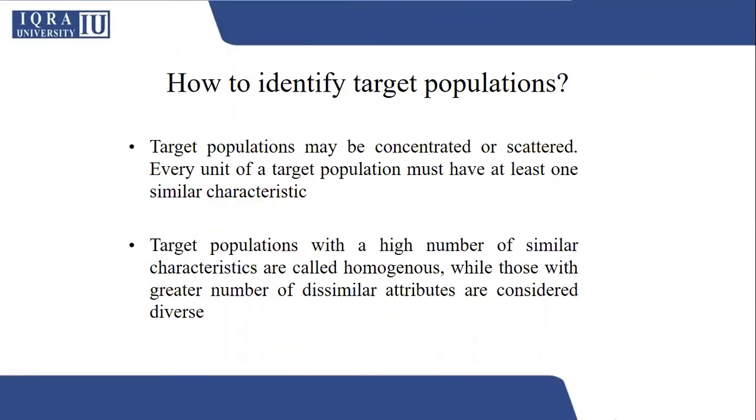How to identify target populations? Target populations may be concentrated or scattered. Every unit of a target population must have at least one similar characteristic. Target populations with a high number of similar characteristics are called homogeneous, while those with greater number of dissimilar attributes are called or considered as diverse or heterogeneous.